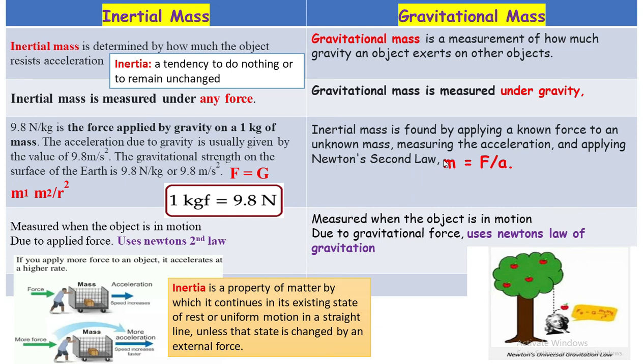That is F is equal to ma. When we have to measure the mass, we use m is equal to F by a. Gravitational mass is measured when the object is in motion due to gravitational force. It uses Newton's law of gravitation. So the gravitational mass concept uses Newton's law of gravitation, whereas inertial mass uses the force applied by humans.